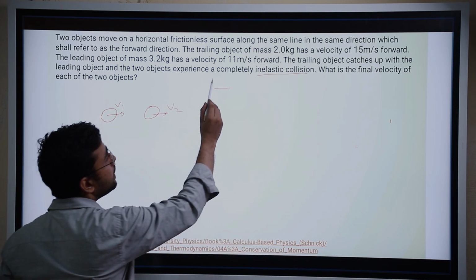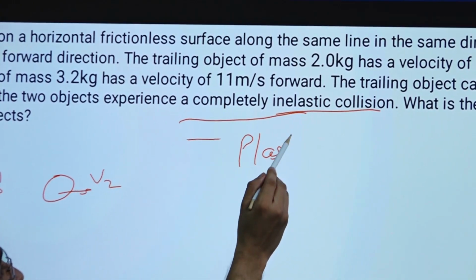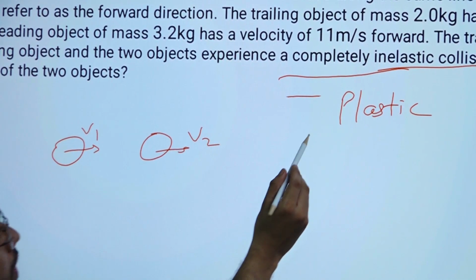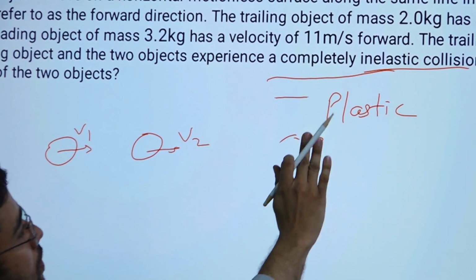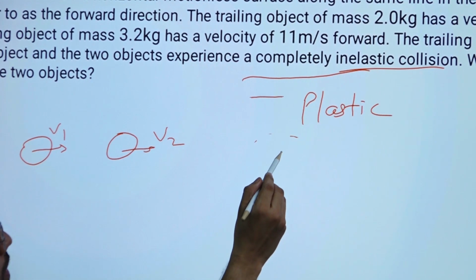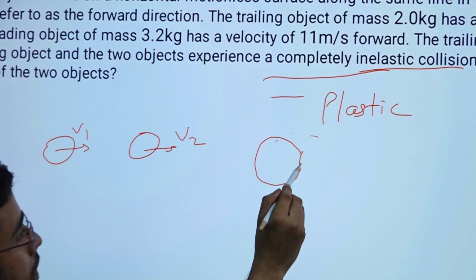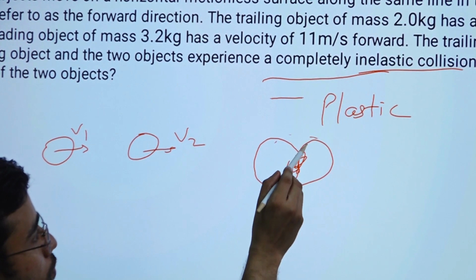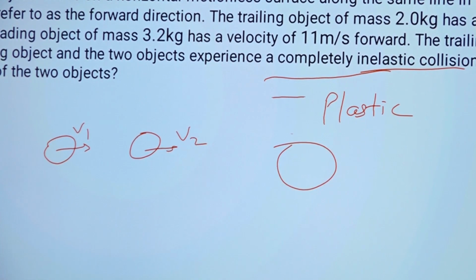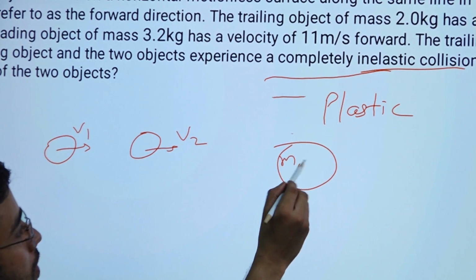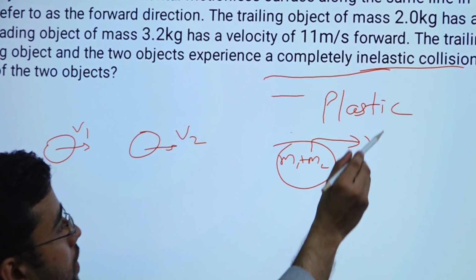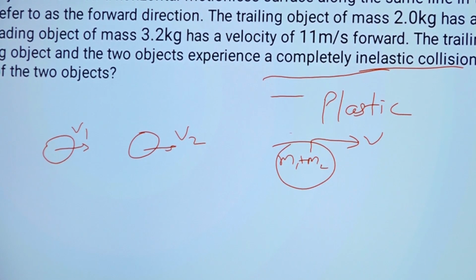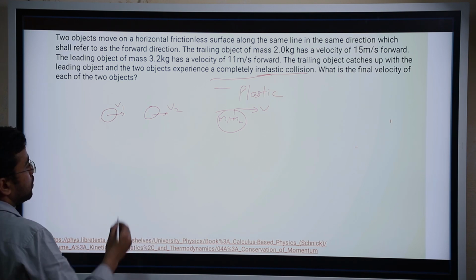So what is the meaning of completely inelastic? It means plastic, right? So what will happen when they strike each other? After that they will stick to each other. There will be a deformation, and they will stick. So both the balls will become a single ball, you can say, of mass m1 plus m2, moving with some velocity v. So what is the final velocity of each of the two objects? How can we find it out? First thing, we will apply conservation of momentum.